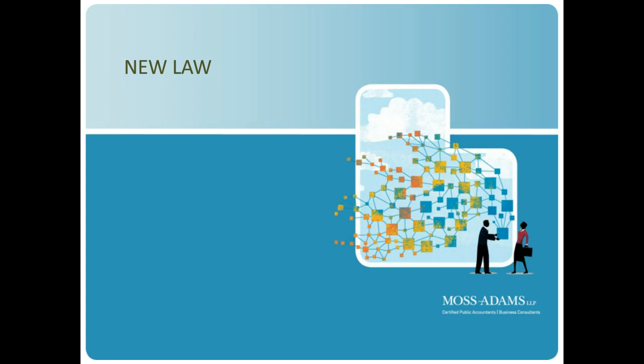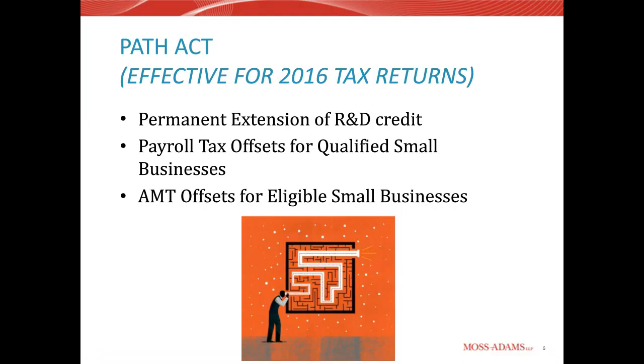The areas of new law that we'll be covering in this presentation include the permanent extension of the R&D credit, which is just that. For the last 30 years, it's been expired every 2 years, and it is now permanently enacted. So we can count on it not expiring for at least the short term. We'll also cover payroll tax offsets as well as eligible small business credits.